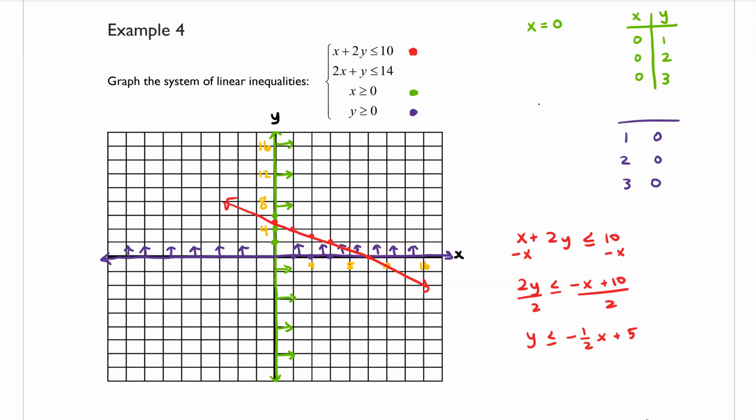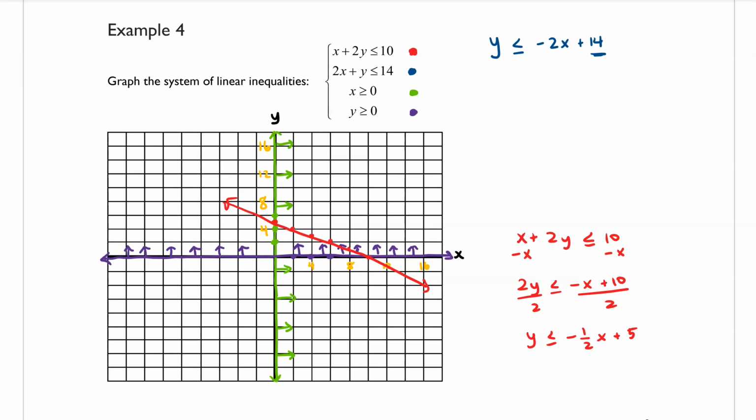Okay. This is a long problem. The last inequality I'm going to graph in blue. So I'm going to subtract 2x on both sides, and if I do that, I would get y is less than or equal to -2x plus 14. And this 14 is the reason why we need to scale by 2.